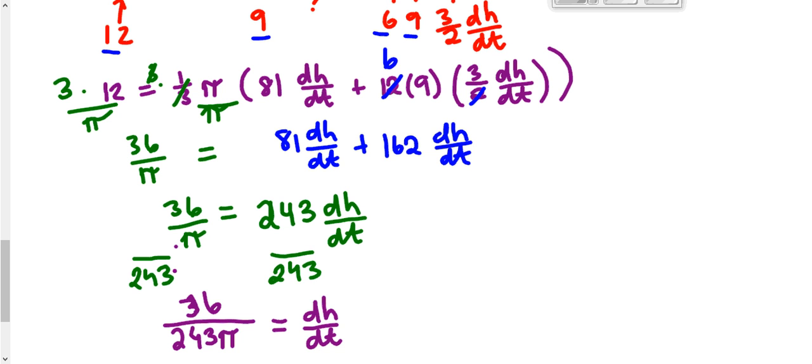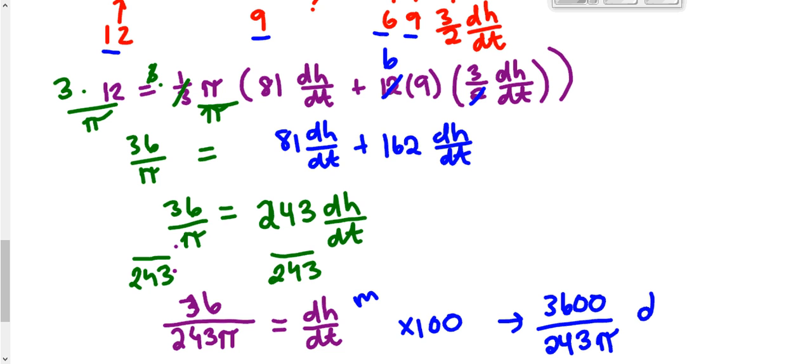And then, remember this is meters, so we have to multiply by 100 to get our centimeter answer. So again, it's 3,600 over 243 pi centimeters per minute.